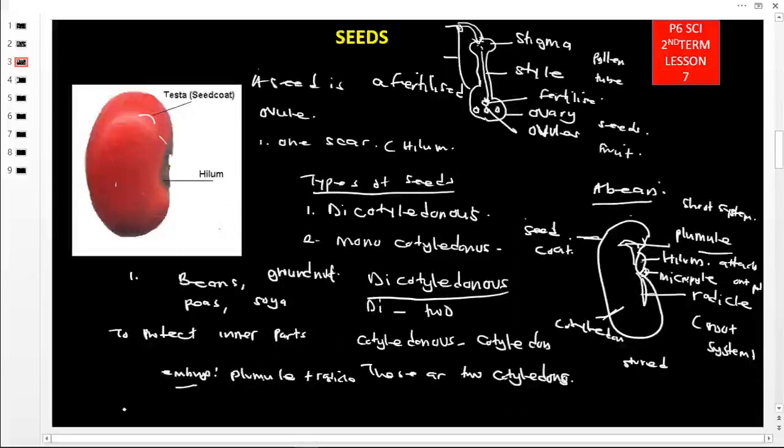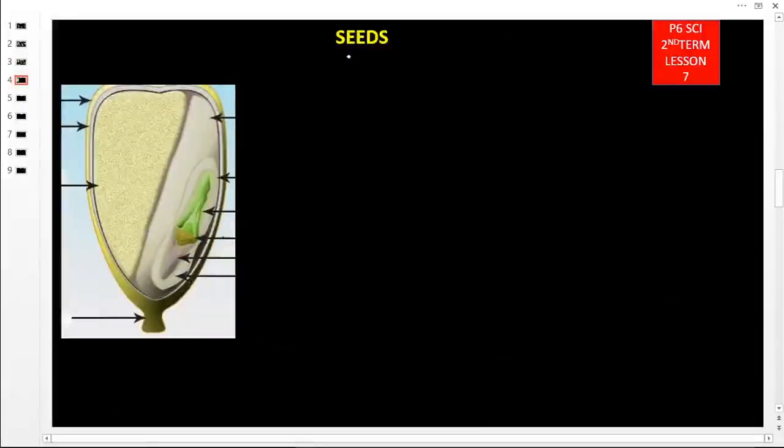Then this micropyle is a tiny opening, it is micro, through which water and oxygen pass to enter inside the bean seed during the process of germination. So this is a bean seed. Now that has been the dicotyledonous seeds.